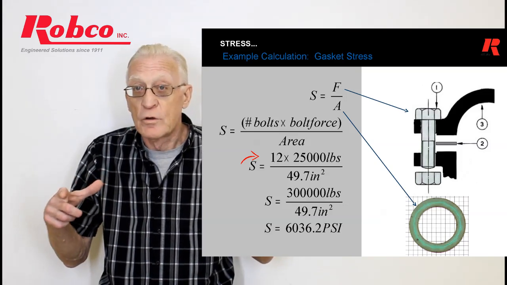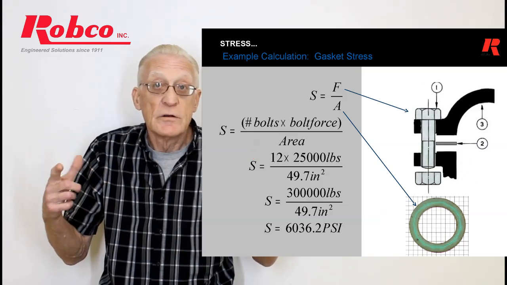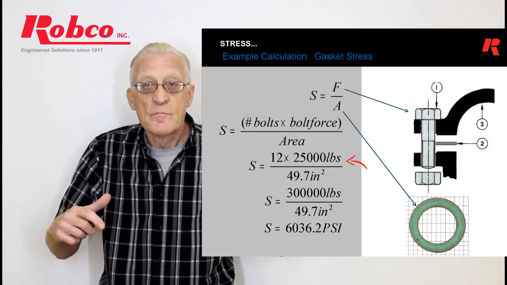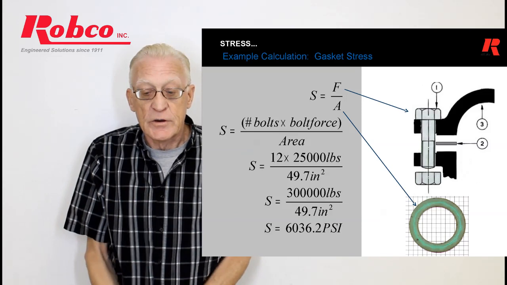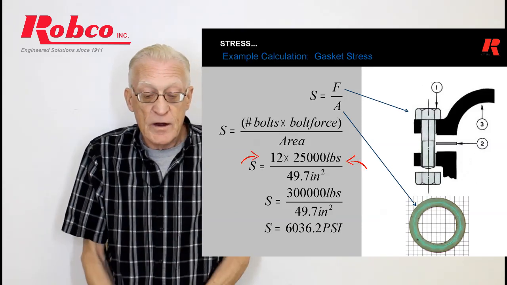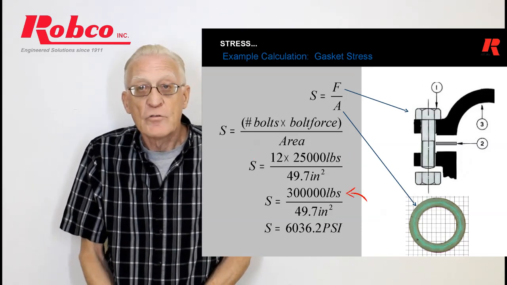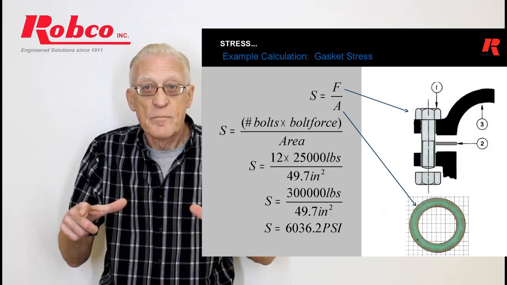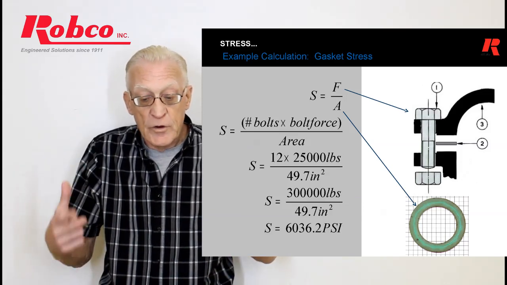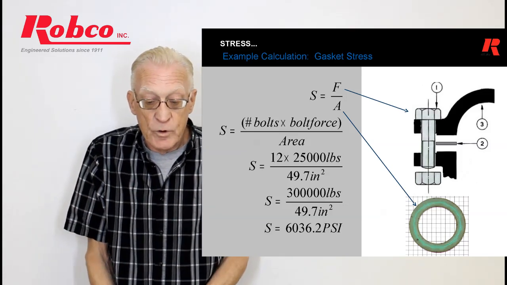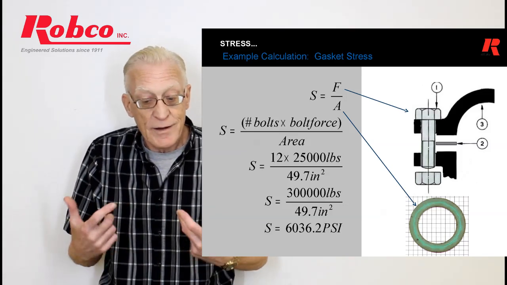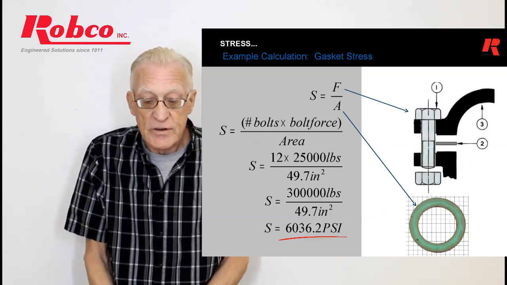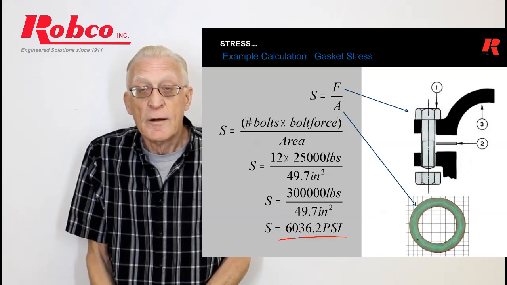And each one of those bolts, at 50% yield, if you want to call it, is giving me 25,000 pounds of weight on that gasket. So 12 times 25,000 pounds, I've got 300,000 pounds of load on that area of gasket. That's what I'm worried about. So if I've got 49.7 square inches, divide that into my total load, I've got 6,036 PSI load, pounds per square inch of material.